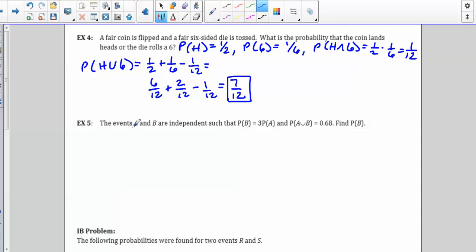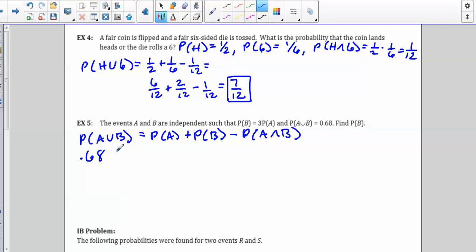In example 5, we have events A and B, which are independent events, such that the probability of B is 3 times the probability of A, and the probability of A or B happening is 0.68. So we're going to start with our formula. The probability of A union B is equal to the probability of A plus the probability of B minus the intersection, the probability of A intersect B. And we know the probability of the union is 0.68, and the probability of B is 3 times the probability of A.